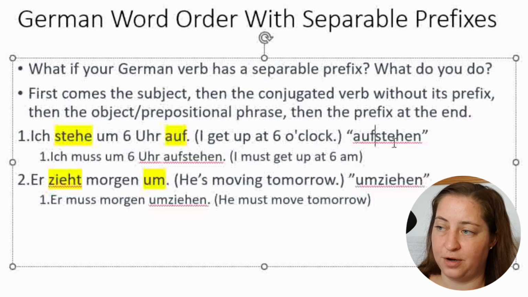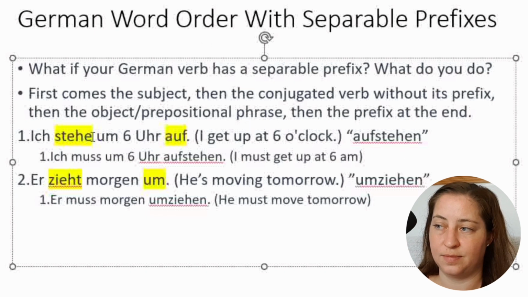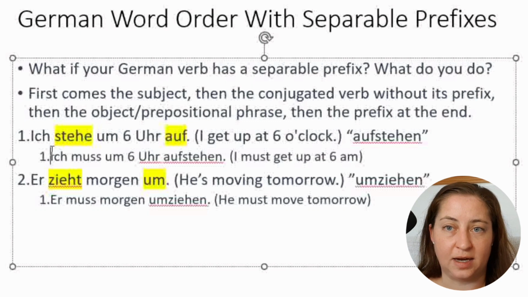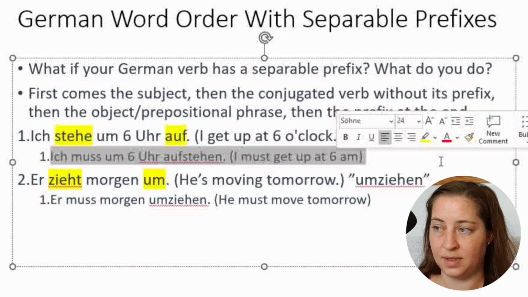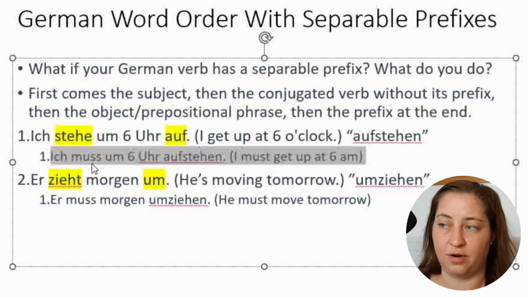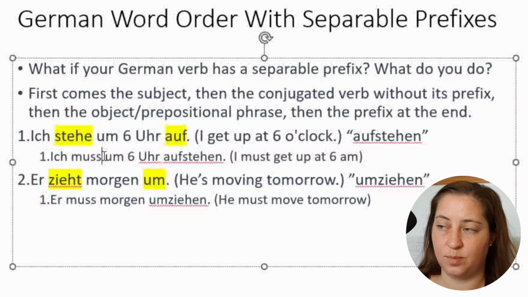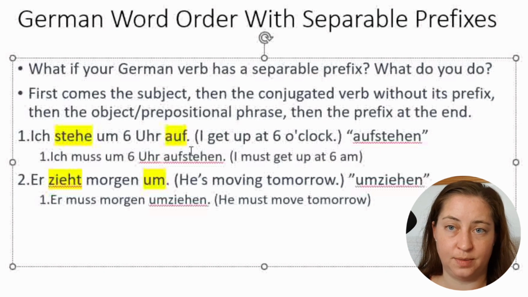Let's look right below here. Ich muss 6 Uhr aufstehen. So let's say we add a modal verb in there. Then it's not being separated anymore. Then we're conjugating our modal verb. Subject ich, conjugated verb muss. 6 Uhr, prepositional phrase. Aufstehen, to get up. So here, in this case, we don't need to separate it. Only if it's the only verb in the sentence, then you need to separate it.